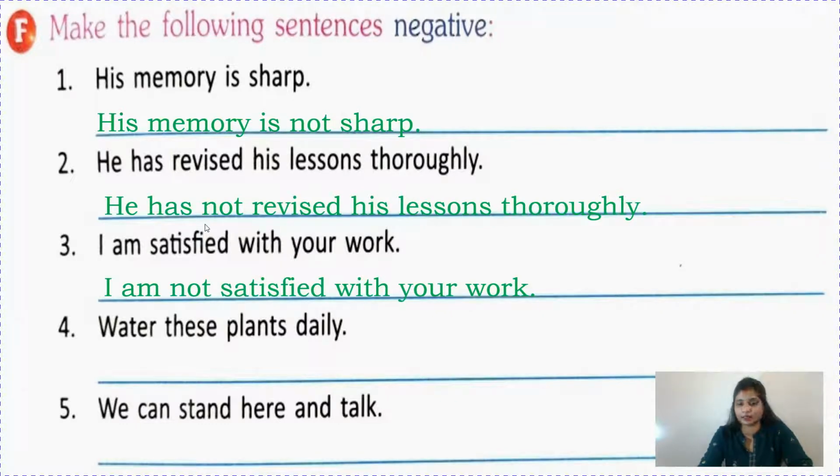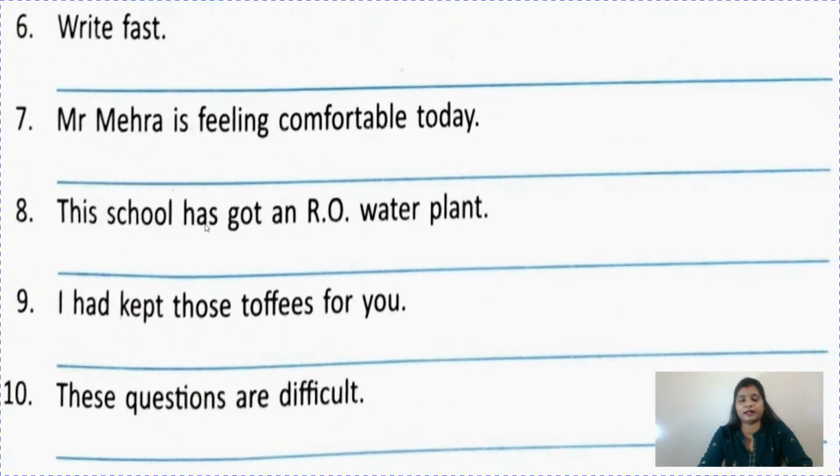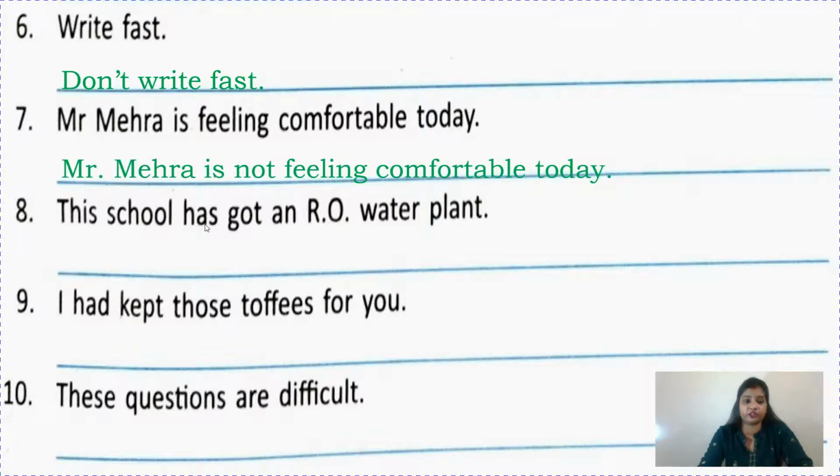Water these plants daily. It's a command sentence, so we will write do not at the beginning. Don't water these plants daily. We can stand here and talk. We can't stand here and talk. See children, in some places I have used the short form, in some places I have written has not or had not, like this. So why? Because you can write in both, no problem. Write fast. Again, it's a command sentence, so don't write fast, or you can also write do not write fast. Both are correct. Mr. Mehra is feeling comfortable today. Mr. Mehra is not feeling comfortable today. Children, after Mr. you can give a dot, and sometimes you cannot, because it depends on whether you're writing in British or American English. So both are correct.